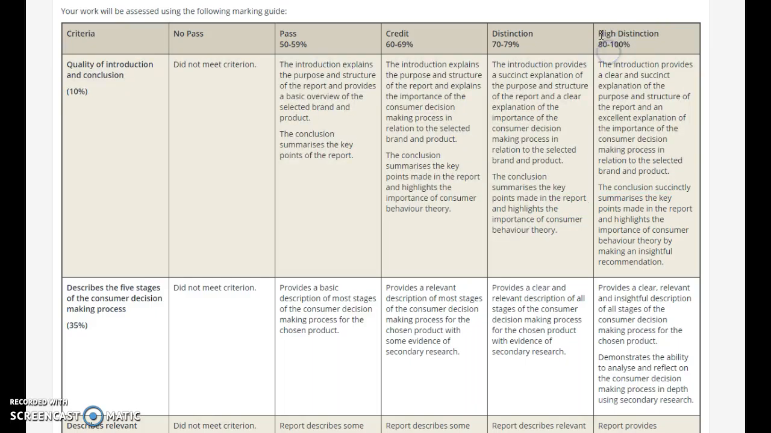Whoops, the high distinction one. This is what we want you to demonstrate. Okay, so focus and aim towards that part of the rubric.